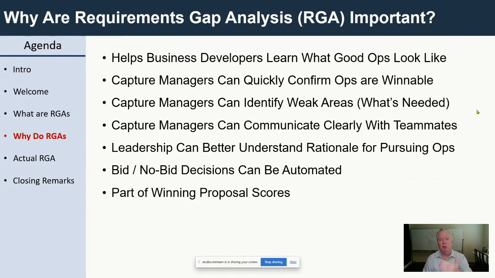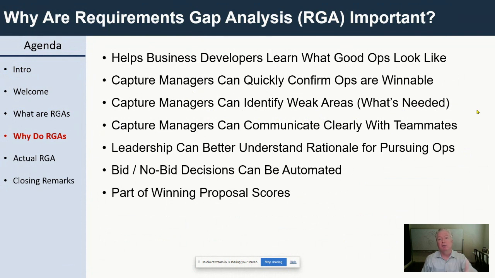They can identify weak areas. Just because we have weak areas does not mean we're not going to bid on it, but it tells us this is what we need teaming partners for, right? So we can quickly identify weak areas at the very earliest stage of capture. I don't want to think about weak areas later on. That's the first thing I want to think about, because that's a reason to abandon it or to find a teammate, right? So I want to know that early on.